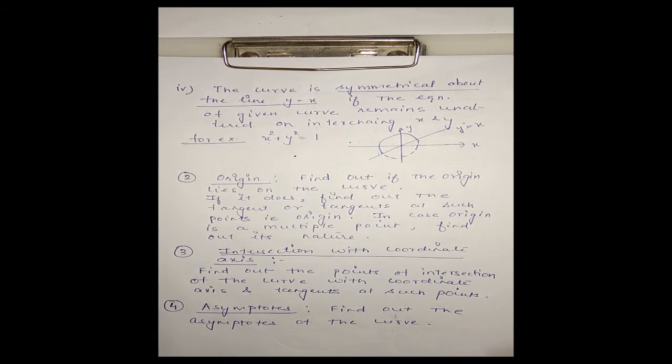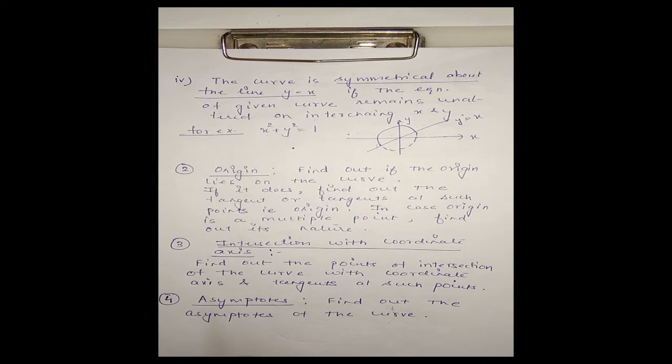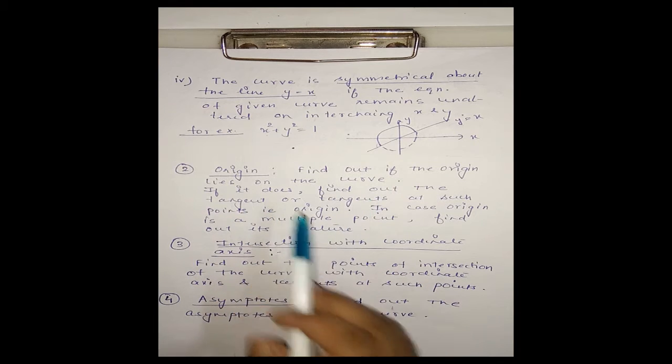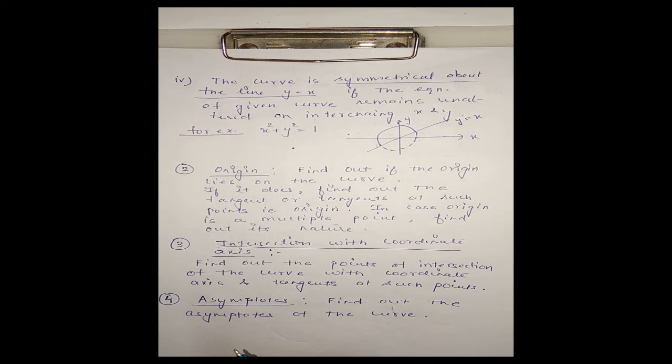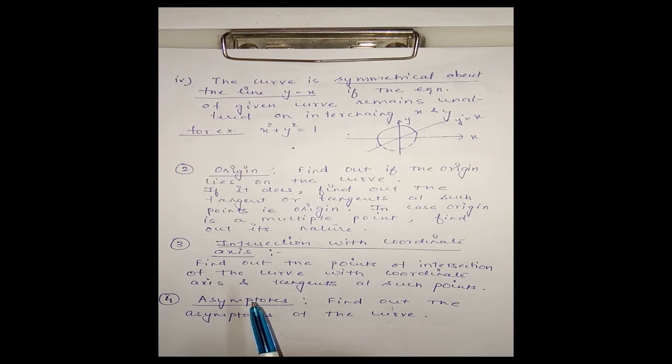Next step is origin. Find out if the origin lies on the curve, means origin satisfies the curve equation or not. If it does, then find out the tangent or tangents at such points, means origin, and in case origin is a multiple point, then find out its nature. That is, if it is a cusp or a node or a conjugate point.